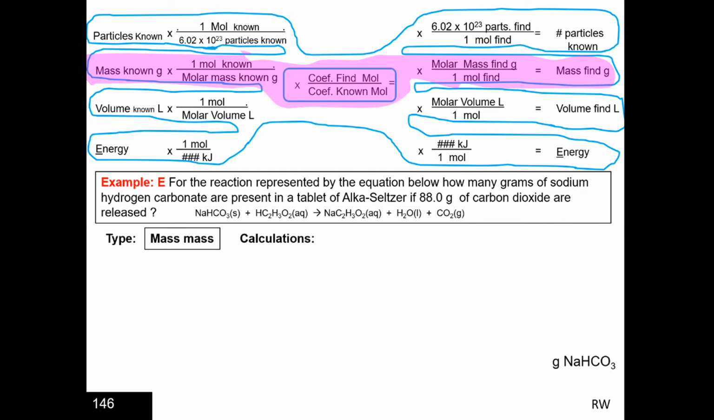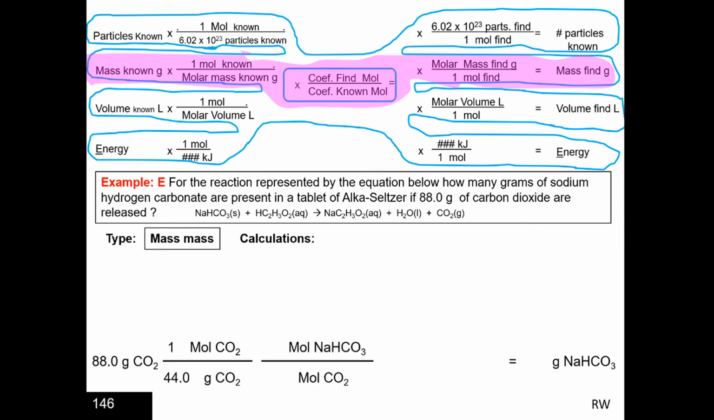In order to find the grams of sodium hydrogen carbonate from 88 grams of CO2, you multiply by 1 over the molar mass of CO2. So if you take 1 carbon and 2 oxygens, your molar mass is 44. Then you use a mole ratio with CO2 in the bottom and sodium hydrogen carbonate up top. Your mole ratio is 1 to 1. And then finally, you use the molar mass of the bicarbonate, the number of grams over moles.